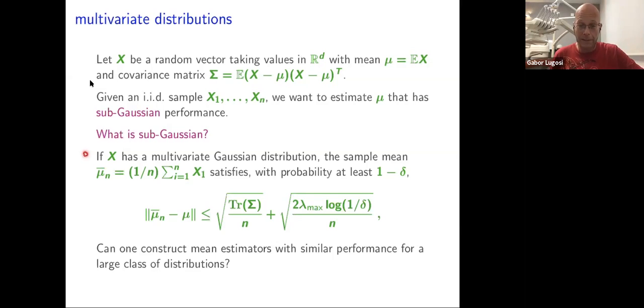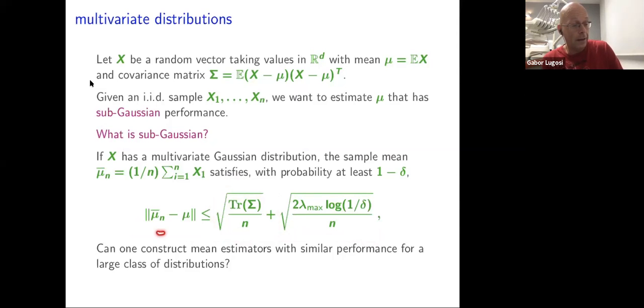Gaussian, multivariate Gaussian, and if we take the empirical mean, which in the Gaussian case is the best you can do. This is very easy to analyze, because you see this is itself now a Gaussian random vector. So the expected value of the squared norm is just the trace of the covariance matrix divided by n. Okay, so this first term just bounds the expectation of this, and the second term comes from random fluctuations.